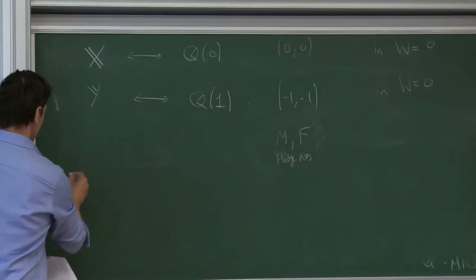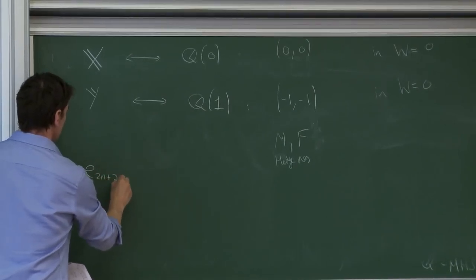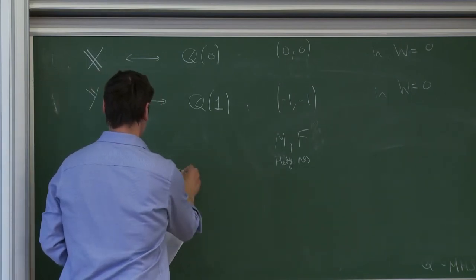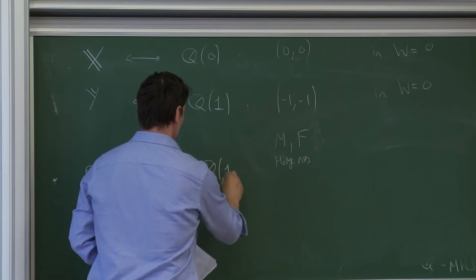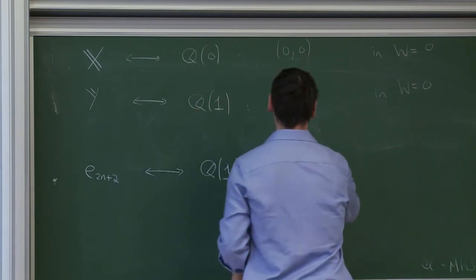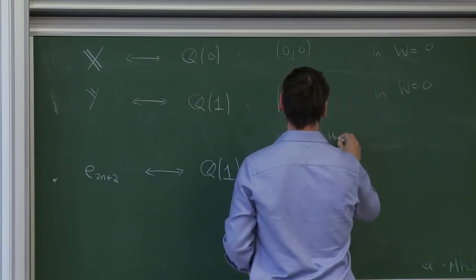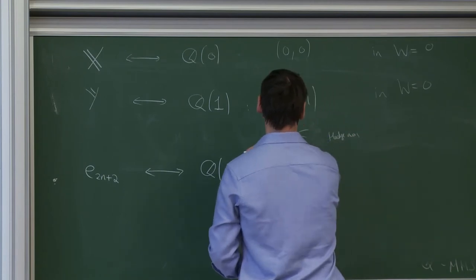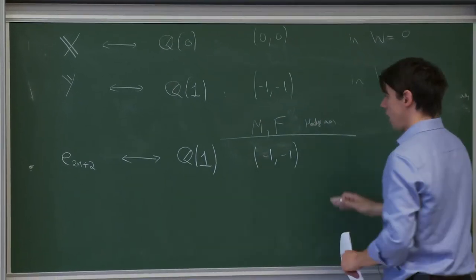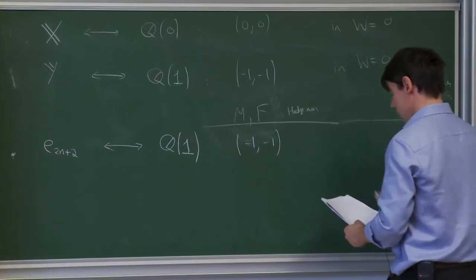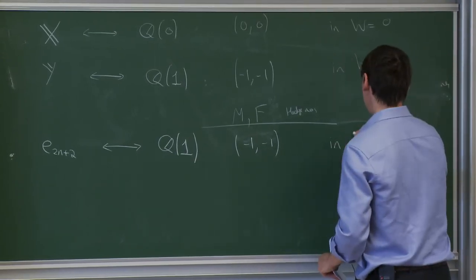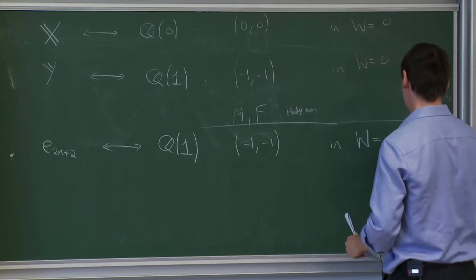But now the crux of the matter is that the Eisenstein generators also have a mixed Hodge structure. So they correspond to Q(1). So the M and F Hodge numbers are again minus 1 and minus 1. This follows from the work of Steenbrink and Zucker on limiting mixed Hodge structures of curves. This is going to sit in geometric weight minus 2n minus 2.